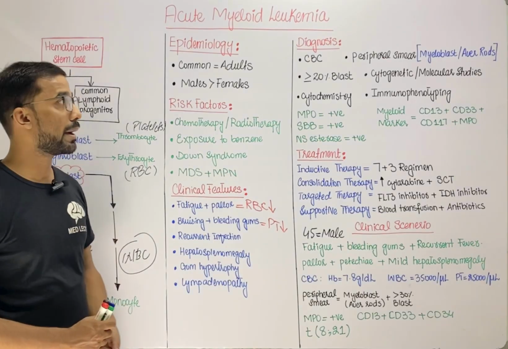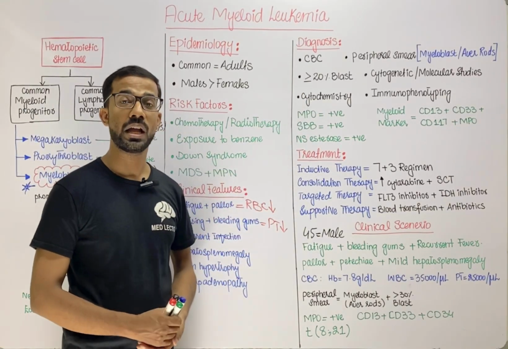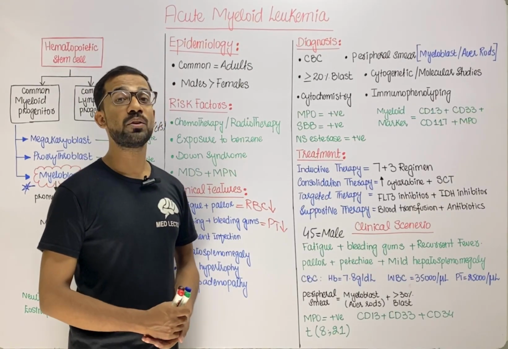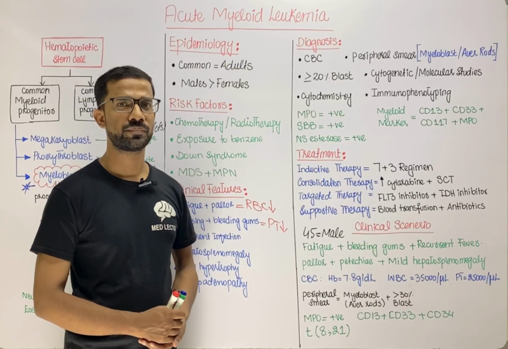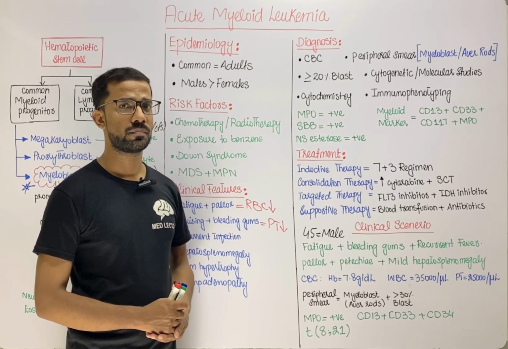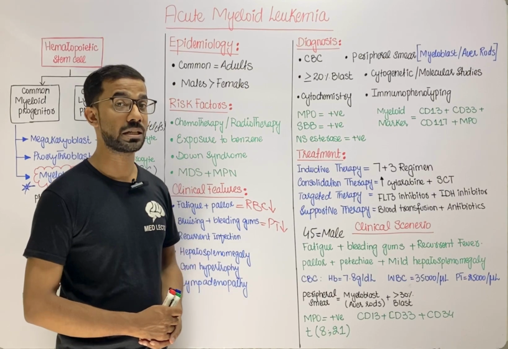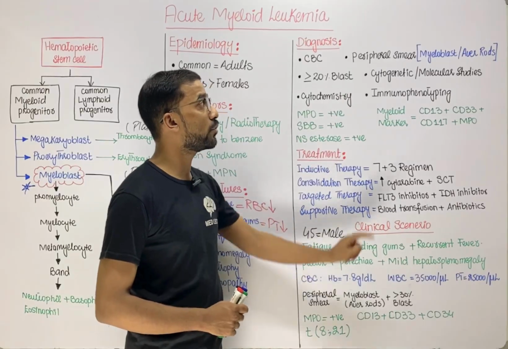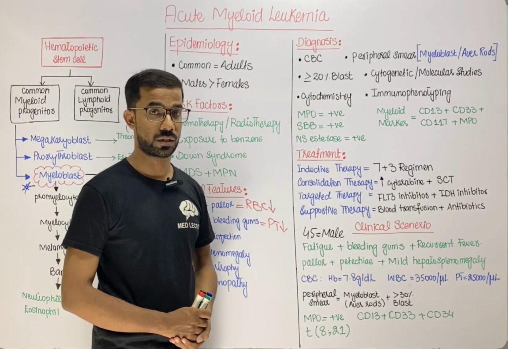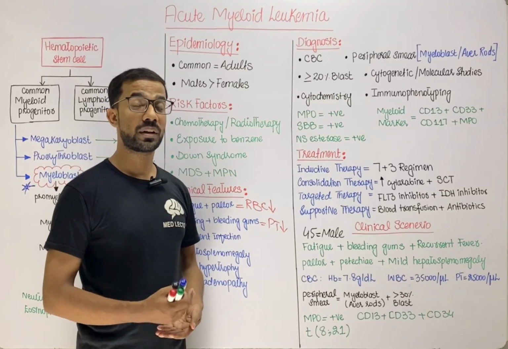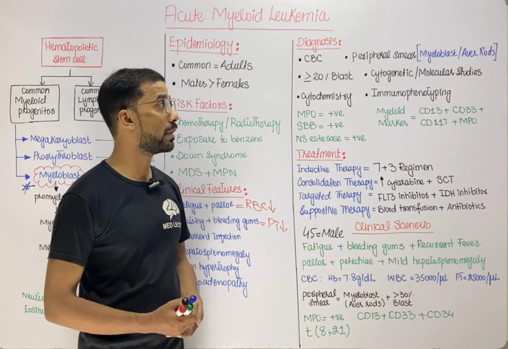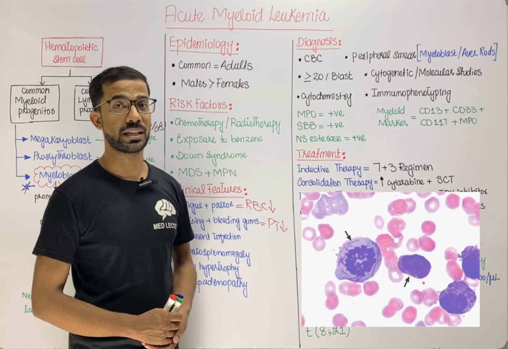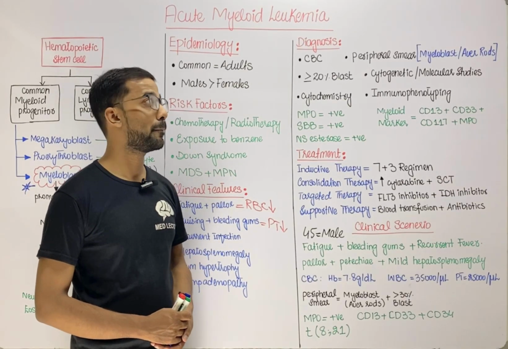How will we diagnose AML? We have different methods. From the CBC, RBC count will be low, hemoglobin will be low, platelets will be low, and the white blood cells will be high, or they can be normal, but most probably high due to the increase in blasts. Next, in the peripheral smear, you will see increased myeloblasts, greater than 20% myeloblasts, or blast cells, along with Auer rods.